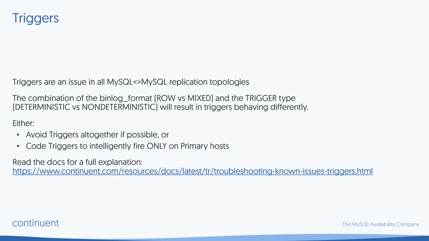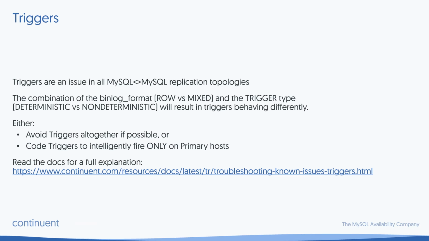Triggers are something that can cause real headaches in any MySQL to MySQL replication topology, and that includes Tungsten. The issue comes down to how triggers interact with MySQL's binary log information. Depending on whether your replication is using row-based or mixed-based binlog format, and whether the trigger itself is defined as deterministic or non-deterministic, the behavior can differ quite a lot. In some cases, the trigger might execute correctly on the primary, but not on a replica, or it could even cause duplicated or missing data events when applied downstream.